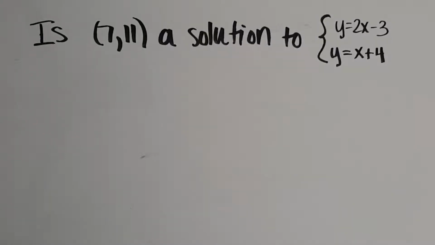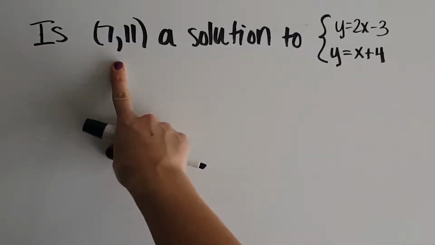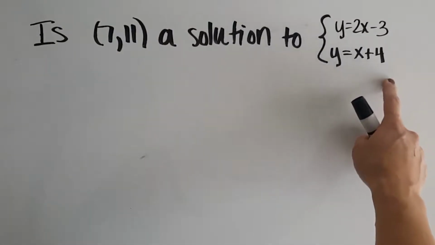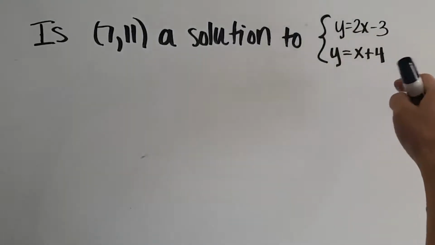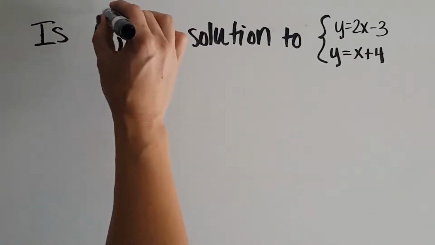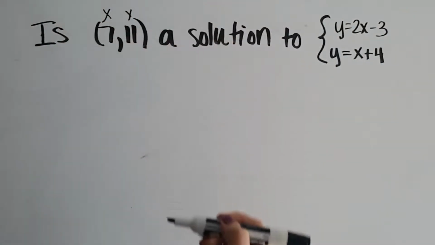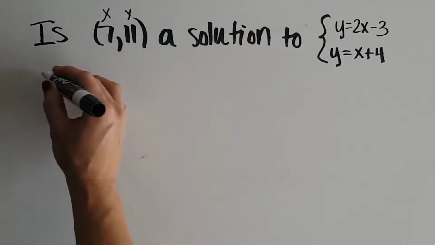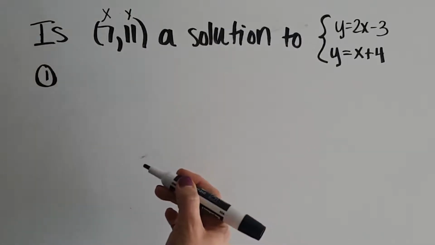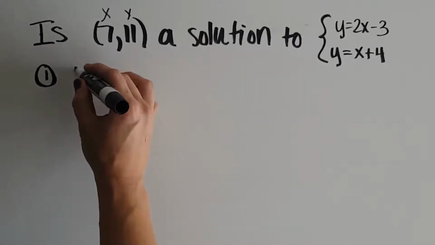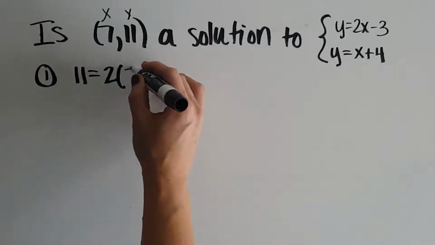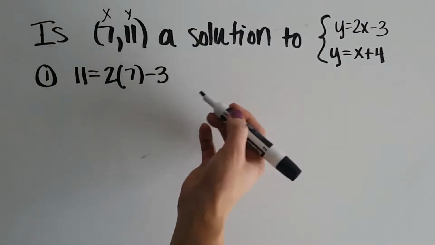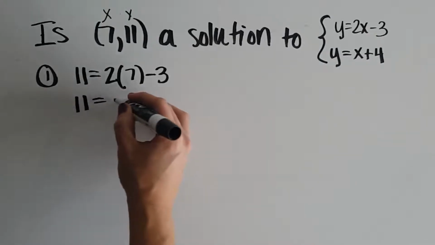In this example, they want to know if (7, 11) is a solution to this system. So we need to check to see whether it's a solution to each individual equation. The way that we do that is we are going to substitute in 7 for x and 11 for y in each equation. So in our first equation, I'm going to replace y with 11. We replace x with 7. And then we're going to simplify to see if we get a true statement.